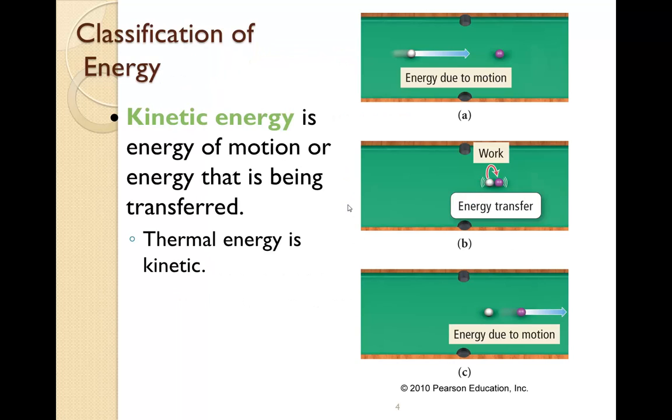So, different classifications of energy. Kinetic energy is the energy of motion, or energy that is being transferred. Thermal energy is an example of kinetic energy. When we're playing pool, you have the energy due to motion, and then it hits another ball, and it transfers that energy, and that energy moves the ball into the hole.